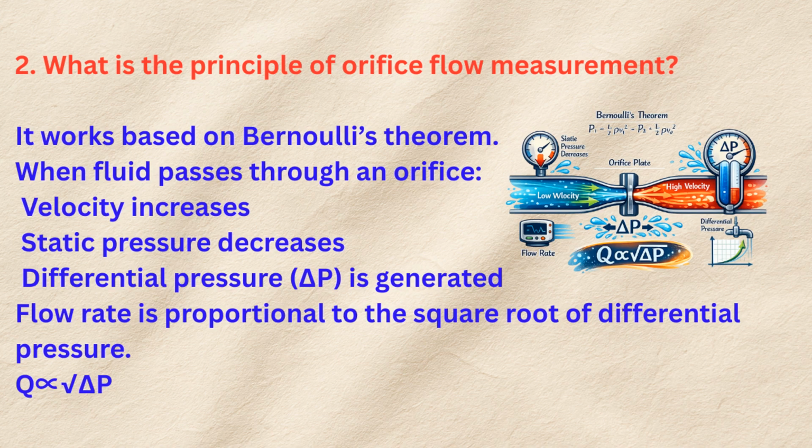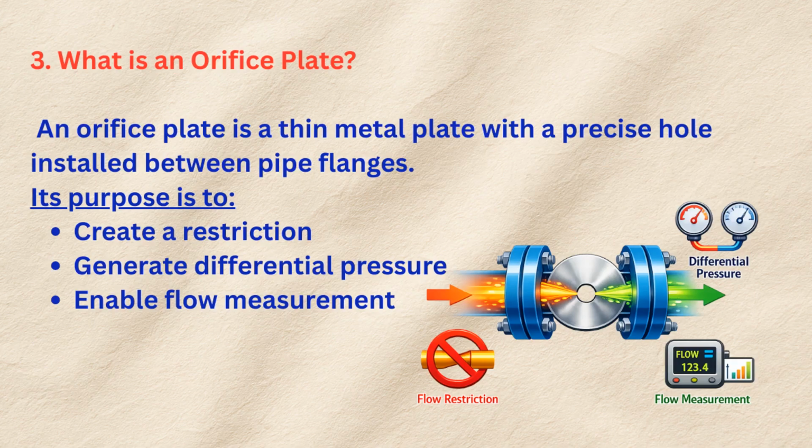What is an orifice plate? An orifice plate is a thin metal plate with a precise hole installed between pipe flanges. Its purpose is to create a restriction, generate differential pressure, enable flow measurement.